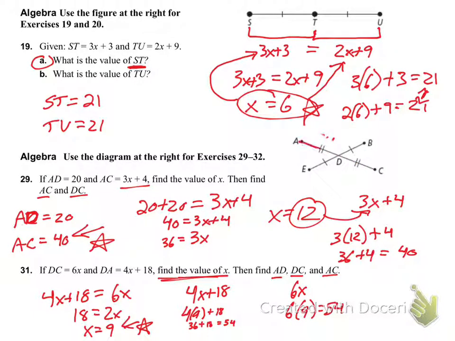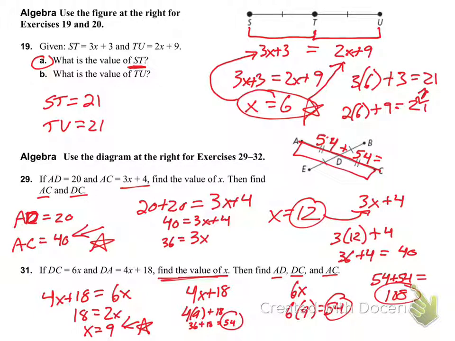Then finding the value of the entire line segment, this whole thing, I don't have an equation for that, but knowing that this is 54 and this is 54, all I need to do is add them up. So I'm going to have 54 plus 54, and that's going to equal 108. So your three answers would be 54, 54, and 108.